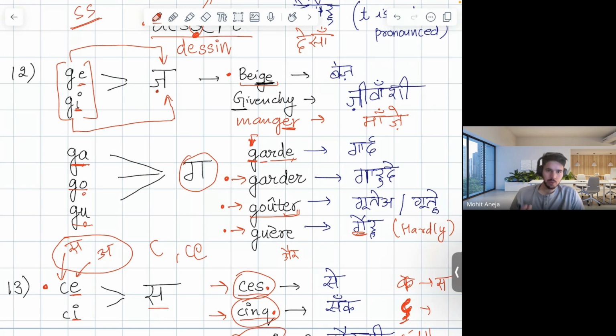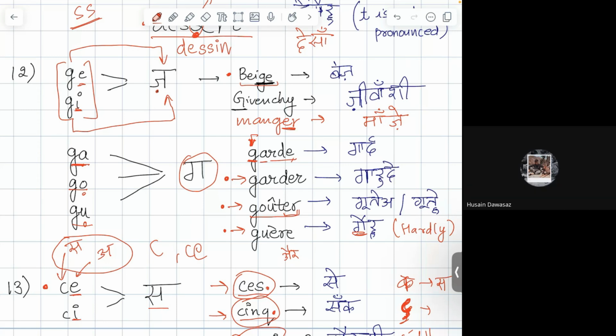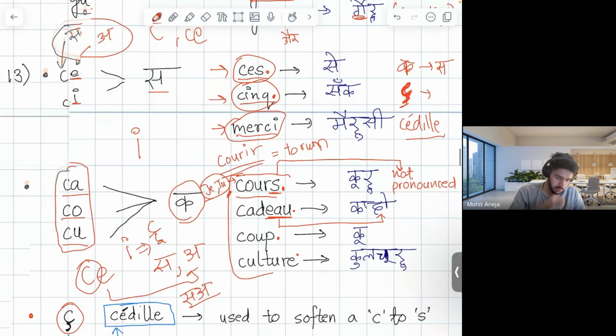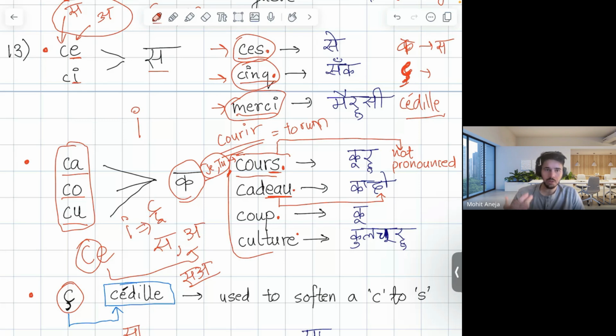Hussein, can you please repeat both of these rules for me? So with G, E and G, I, it comes out like J, and with G, A, G, O, and G, U, it goes out as G. Great. That's absolutely correct. Now that you've understood this rule, we're going to move to the next one with the same rule, but with C now. The only thing that has changed here is the C sound at the starting. Everything else is the same. The rules are very similar, so you're going to understand this.